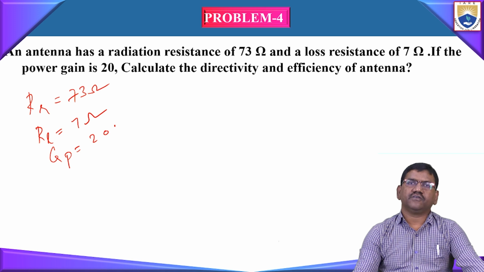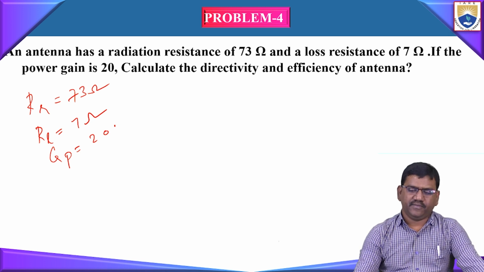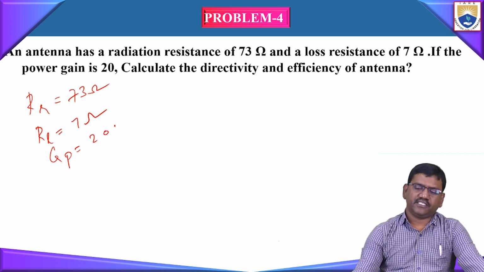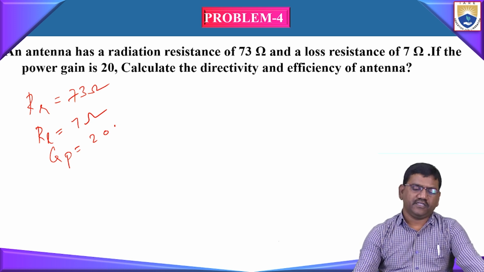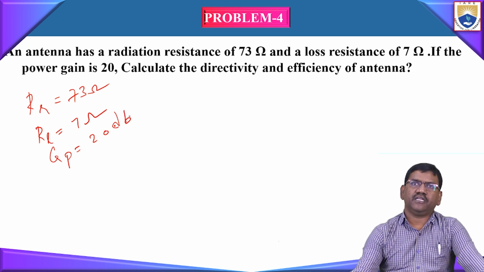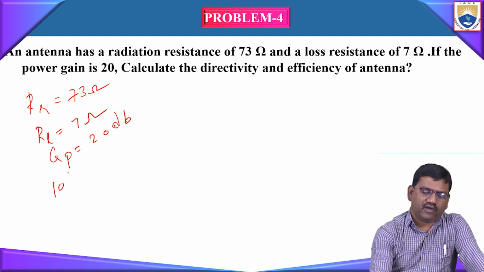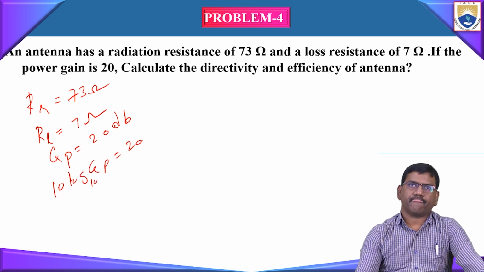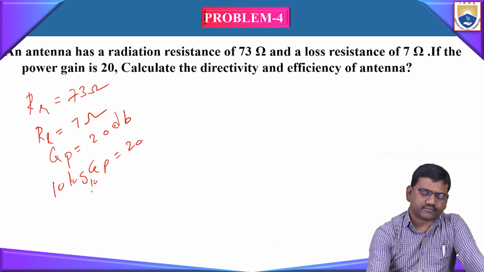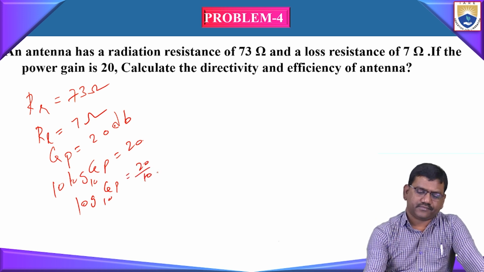From the data given, the radiation resistance and the loss resistance are not in dB, but the power gain GP is expressed in dB. So we need to convert this GP dB value into a decimal value like RR and RL. Here 10 log GP base 10 is equal to 20, so log GP base 10 is equal to 20 by 10, so you will get 2 here.